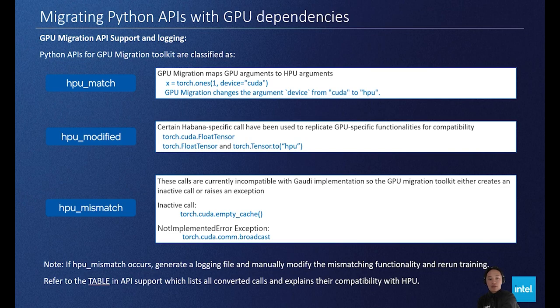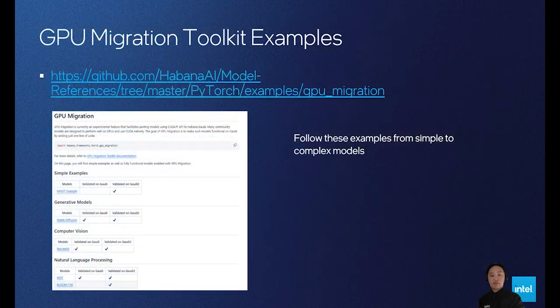HPU mismatch are calls that are currently not supported with the Gaudi implementation, so we'll raise an exception or inactive call. If the HPU mismatch does occur, then it is recommended to modify the mismatching function. You can refer to our docs where we have a table of supported APIs with HPU. We have examples of models using the GPU migration toolkit available on our GitHub repo Model References. Here we have examples from simple MNIST to complex models, such as Stable Diffusion and Bloom 13b.